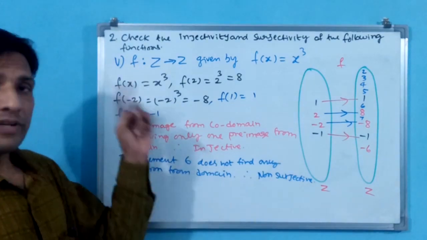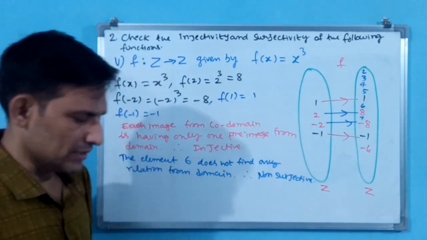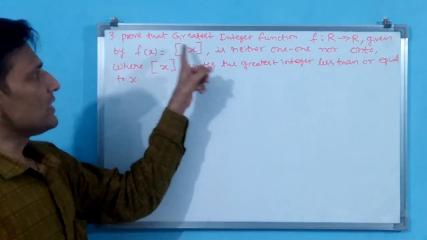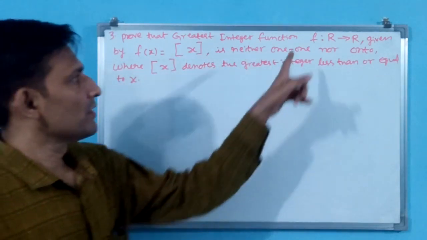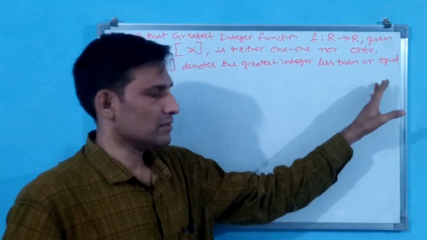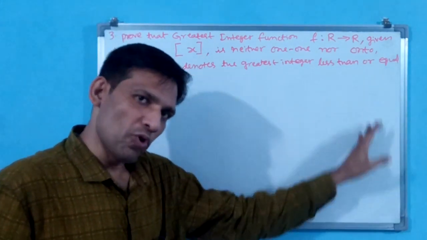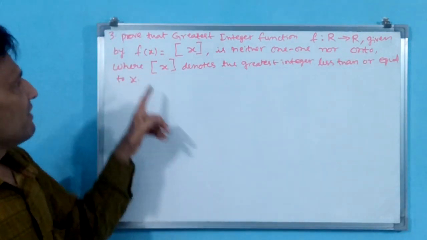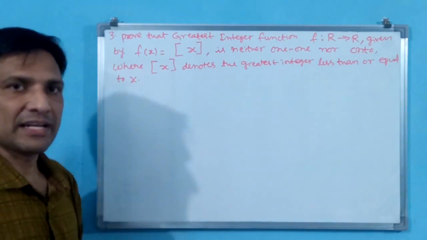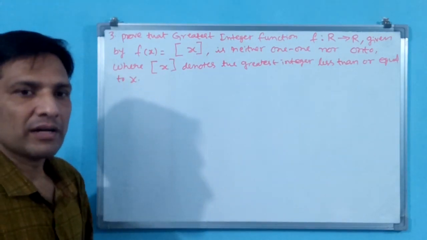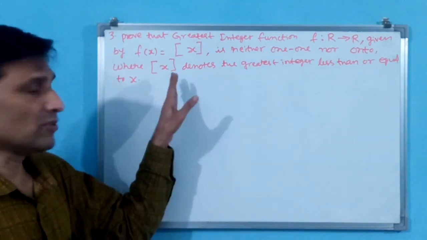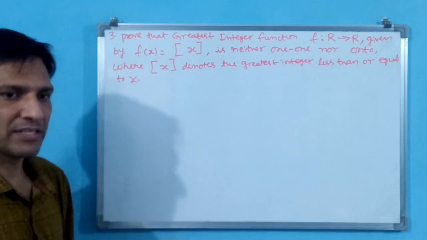Now we finished the second question. We go for the third question. See the third problem. Prove that the greatest integer function from R to R, that means domain real numbers, codomain also real numbers, given by f of x is equal to, this symbol is for the greatest integer function. I have explained it in 11th class, or else you see my class 11 videos on functions. In class 11 functions this graph also will come.